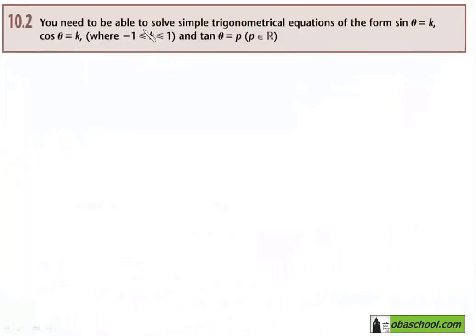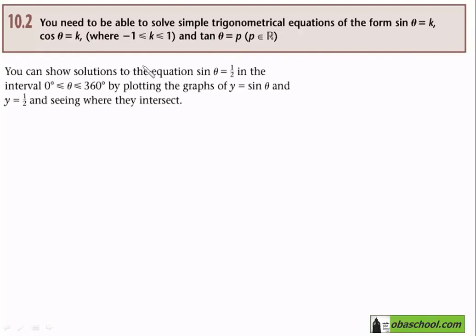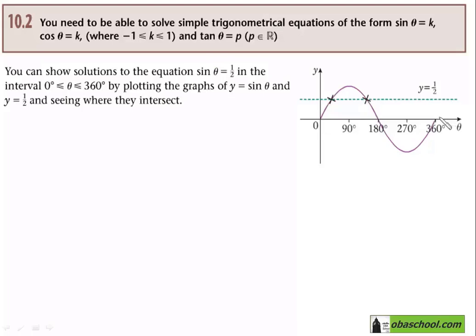Look at the description. You need to be able to solve simple trigonometrical equations of the form that we already explained. You can show solutions to the equation sin theta equals half in the interval where theta is between 0 and 360 degrees by plotting the graphs of y equals sin theta and y equals half and seeing where they intersect. So we can solve this by drawing the graph that represents the first function, which is sin theta. It looks like this. Theta is between 0 and 360 degrees.